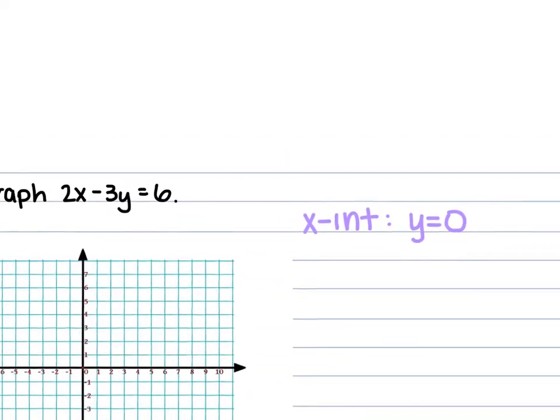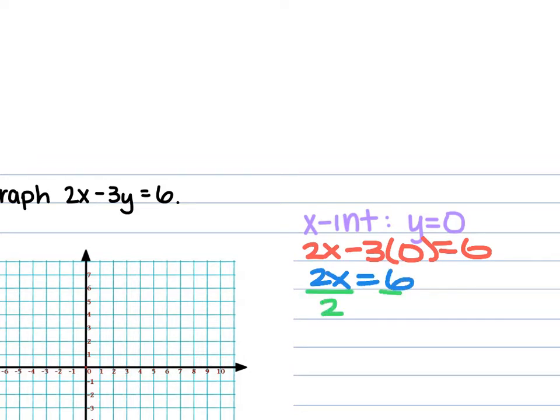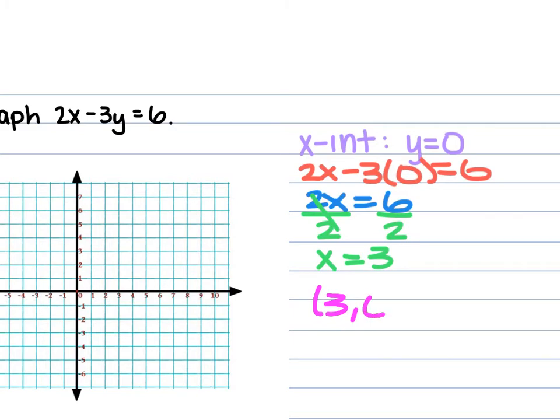So we're going to use the formula that's given to us. 2x minus 3 times 0 is equal to 6. And so now 2x is equal to 6. Move the 2 over by dividing. We get that x is 3. So this is the ordered pair 3, 0. So 3, 0 is here on the coordinate plane.